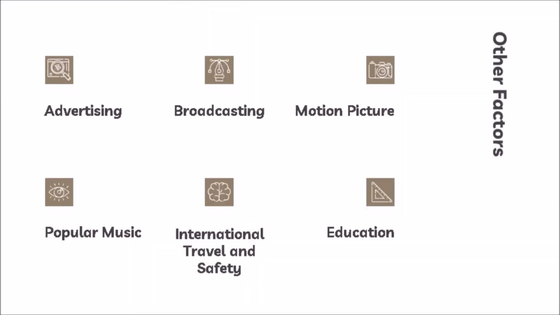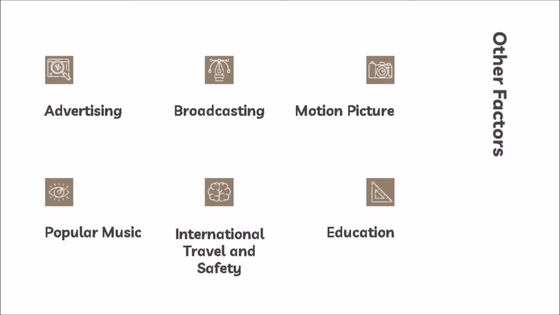So here are the other factors of English language imperialism. The first one is advertising. As the international market grew, the media spread to all parts of the world and became one of the most noticeable global manifestations of English language use. So, advertising has been a way to spread the use of the English language because it is the common channel for people to understand each other.